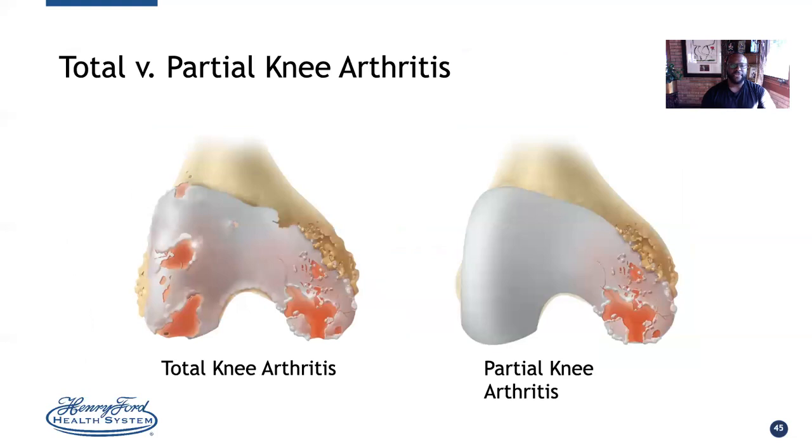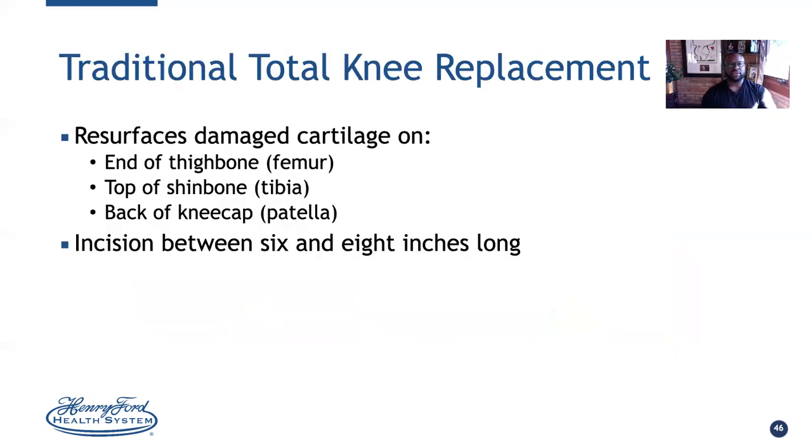Total partial knee. If you look at the image on the left, you see the cartilage is degenerative on both sides of the knee, the medial and lateral femoral condyle, versus on the right, you see it's just one side of the femoral condyle. So we would do a total knee on the patient on the left and a partial knee on the patient on the right.